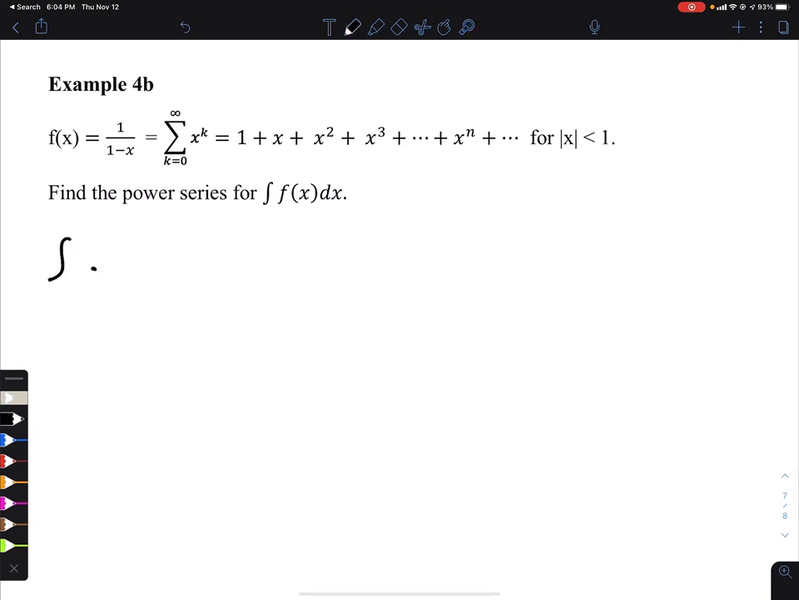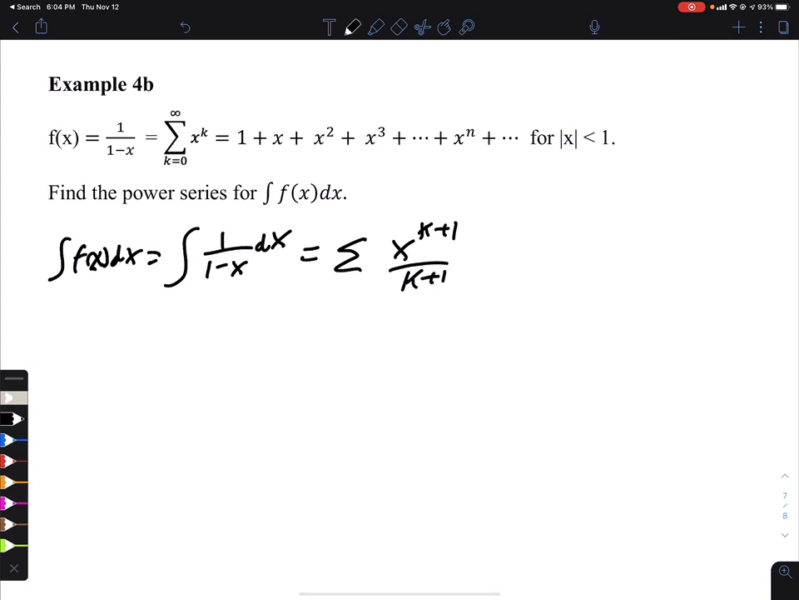So we're going to integrate f of x dx, which will be the integral of 1 over 1 minus x dx. So if you integrate this, you add 1 to the k. That's where I got ahead of myself last time. Divide by k plus 1. And you integrate all these. The integral of that is x squared over 2, x cubed over 3, dot, dot, dot, plus x to the k.